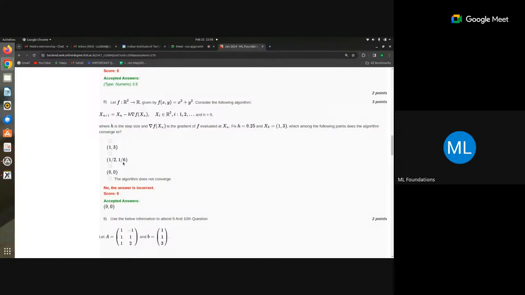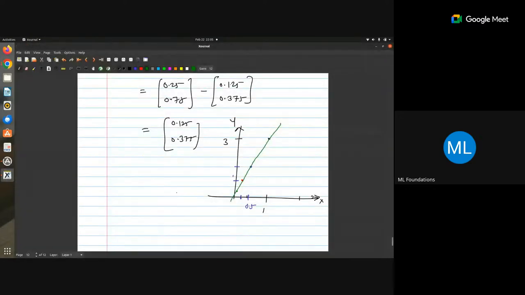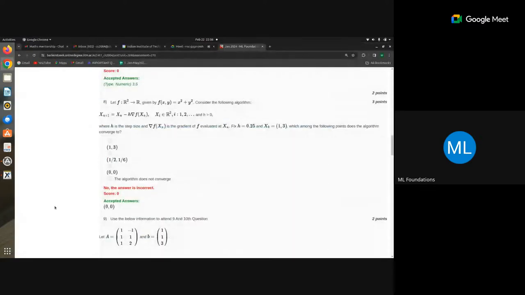What about 1 by 2, 1 by 6? It's not going to converge there also, right? It's 0.5 and 0.166, so we are actually not going towards that point also because we are decreasing below that point as well. So does this algorithm converge? First question is. Yes, right?